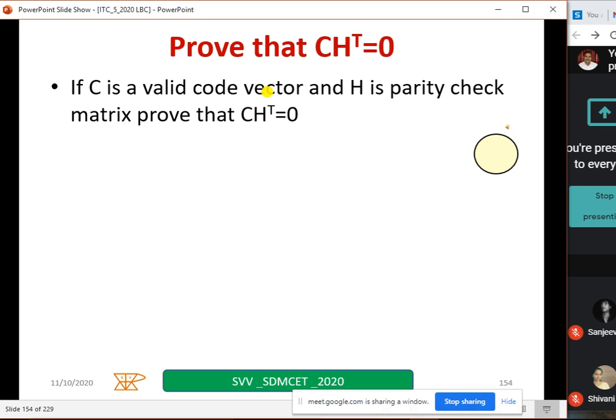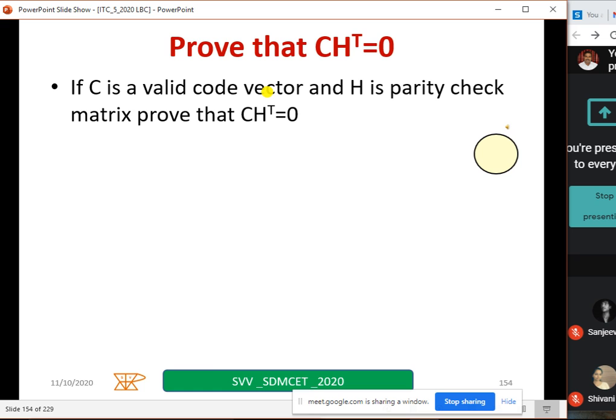This you copy down. If C is a valid code vector and H is a parity check matrix, prove that CH transpose equal to 0. This is one standard question in most of the question papers you will find, including VTU and other universities. It's hardly 2-3 steps. I'll show you. I am sure all of you can understand easily.